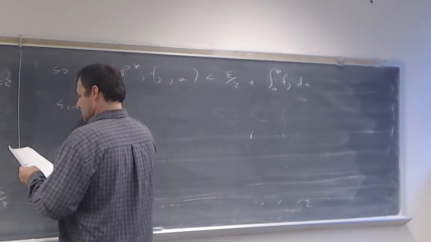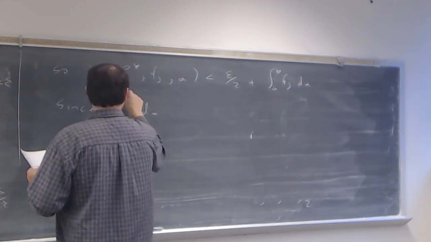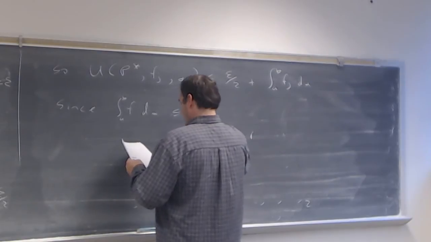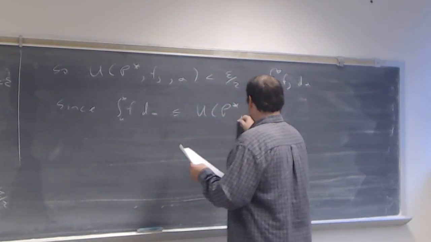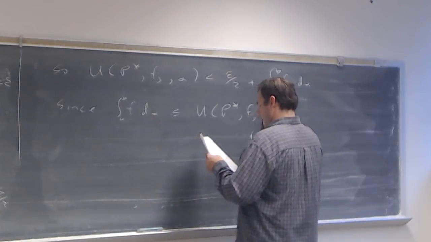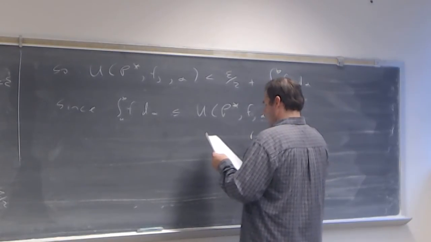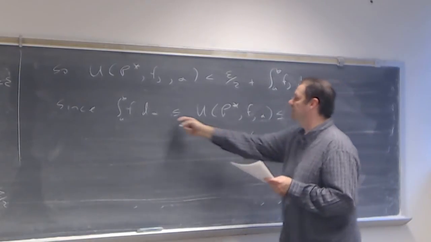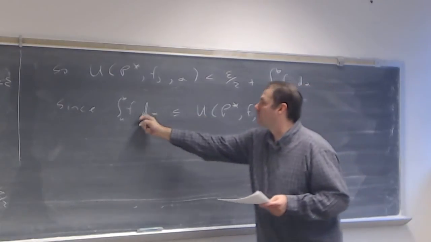So, since the integral of f d alpha from A to B is less than or equal to the upper sum, U(P, f, alpha), which is less than or equal to, okay, this is a true statement by the definition of an integral.